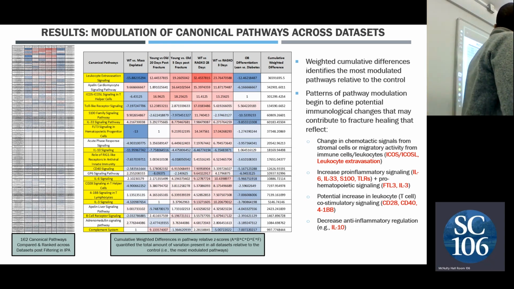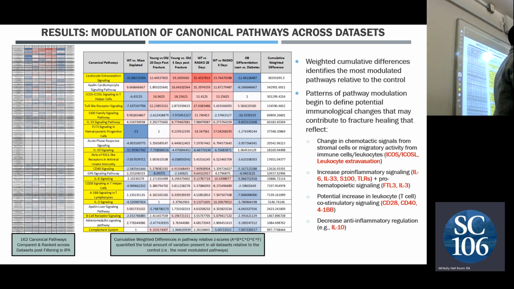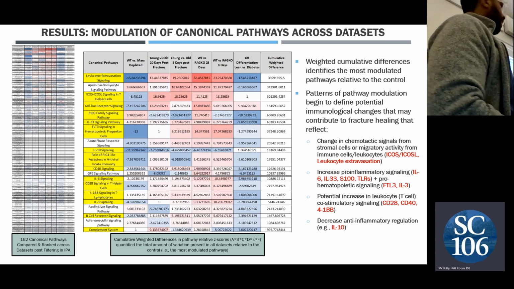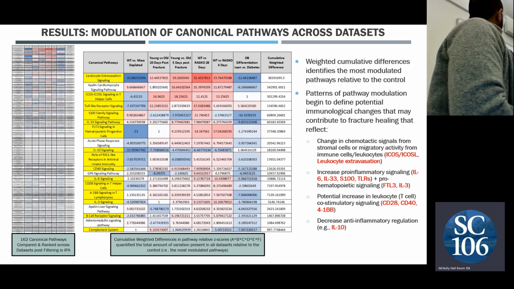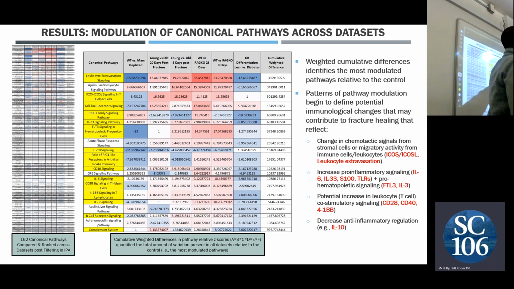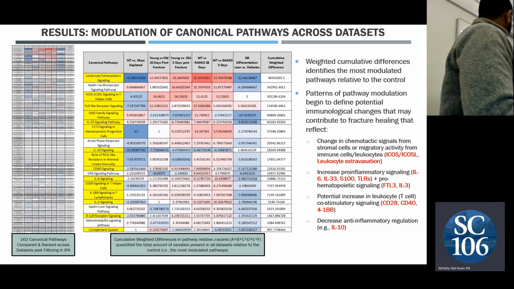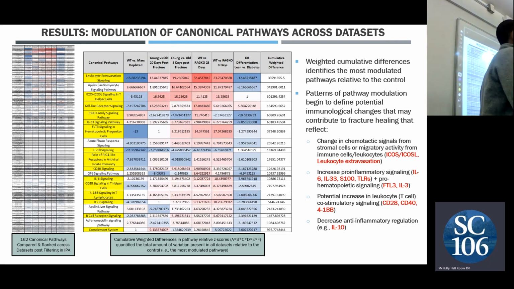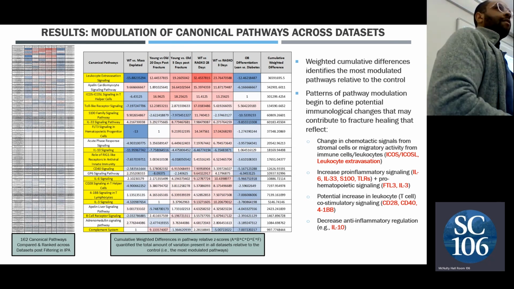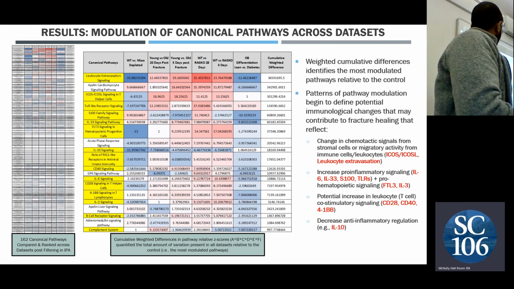I've translated this to a table where I've considered the relative z-scores, again, compared to the control data set, multiplied that out through each conditional fracture experimental data set to define a weighted cumulative difference, and then sequence and order the data set by pathways that have the highest cumulative weighted difference. So reflecting pathways within which there is the most difference across data sets relative to the control.